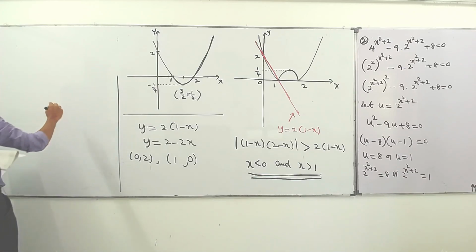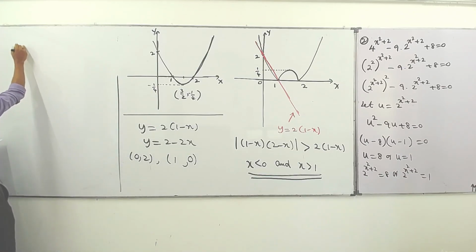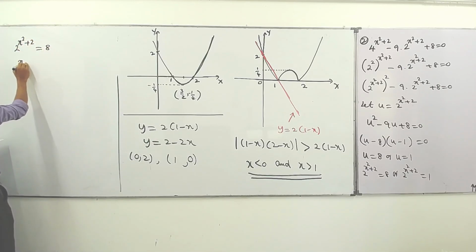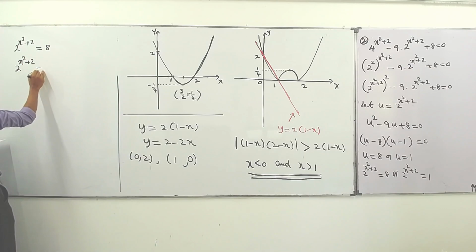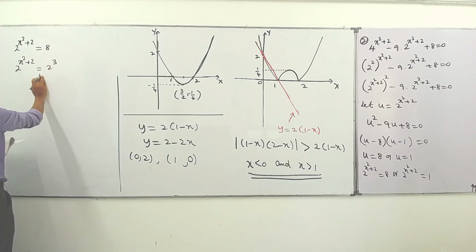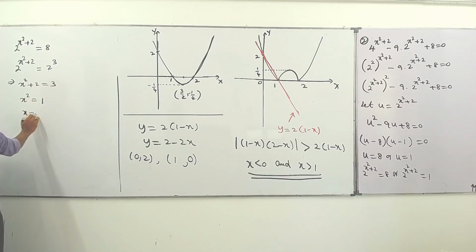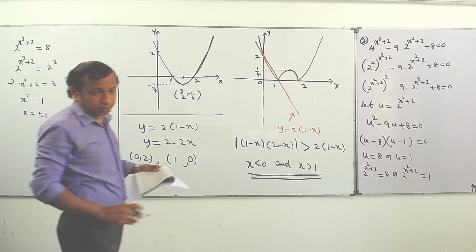The first one you can see this way, 2 to the power x squared plus 2 is equal to 8. You can write this as 2 to the power 3. Then the bases are equal, no? The powers you can equate. This gives us x squared plus 2 equals 3. X squared is 1, x equals plus or minus 1.